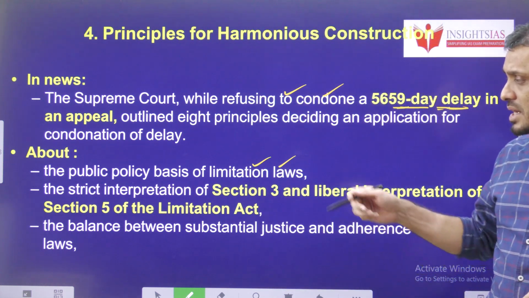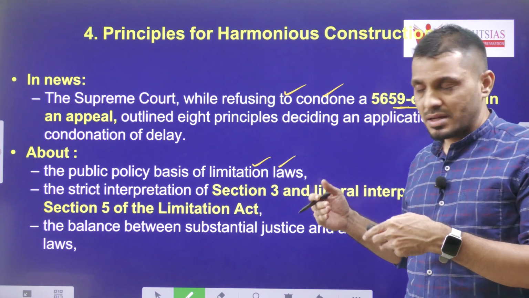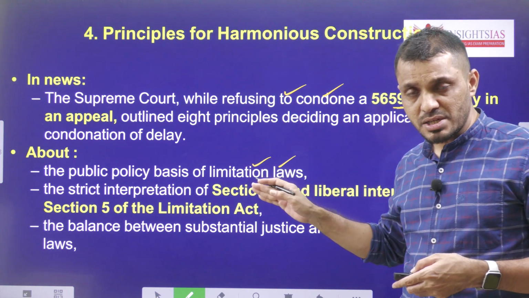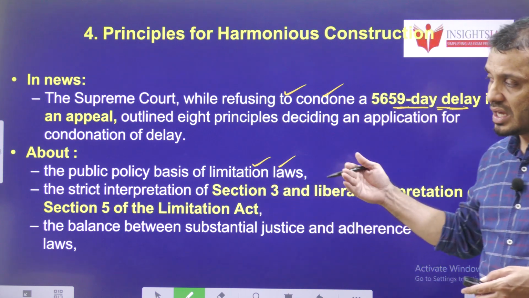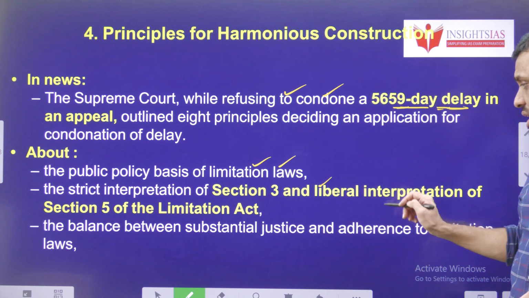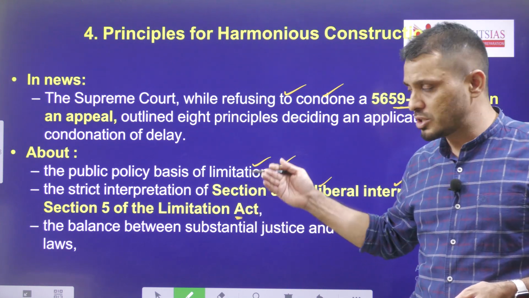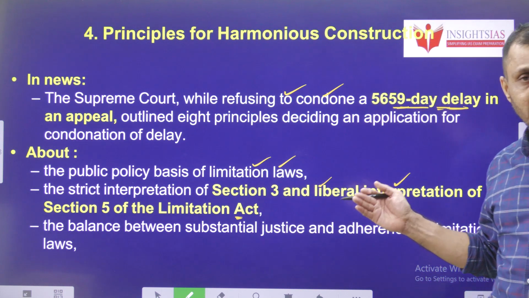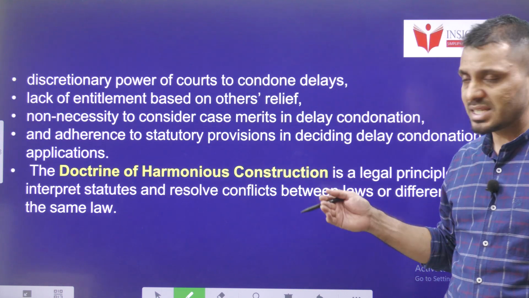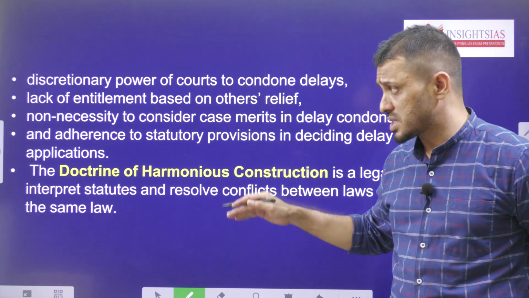The public policy basis of limitation law, that means whatever laws are made by the government regarding limitations, whether they are right or wrong, the court will examine. The strict interpretation of Section 3 and the liberal interpretation of Section 5 of the Limitation Act. You don't need to go into these details, but I hope you understood what a limitation is. Further information, if you like, you can read the next principles also.